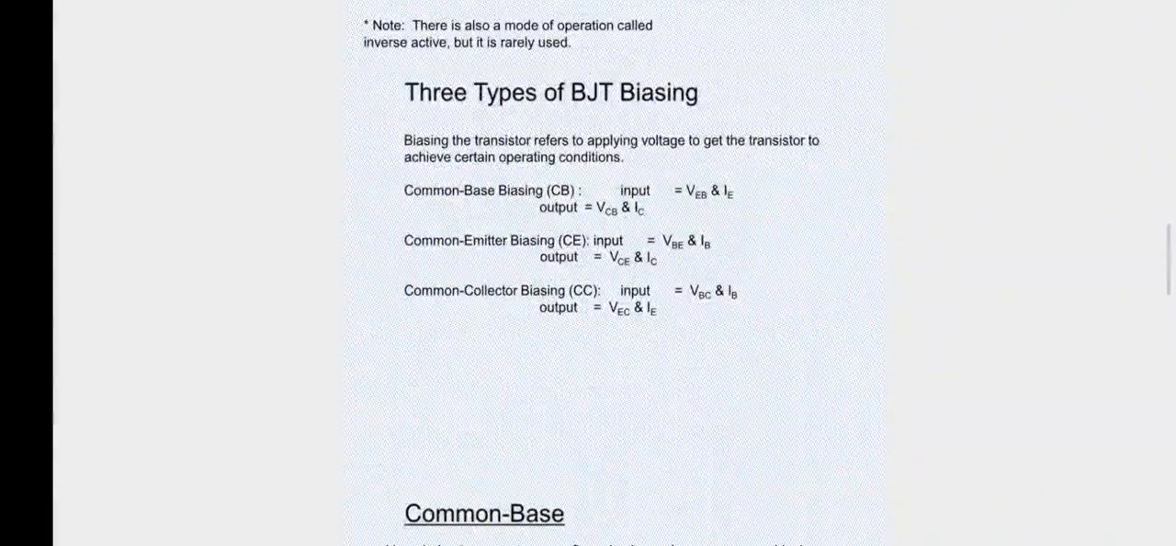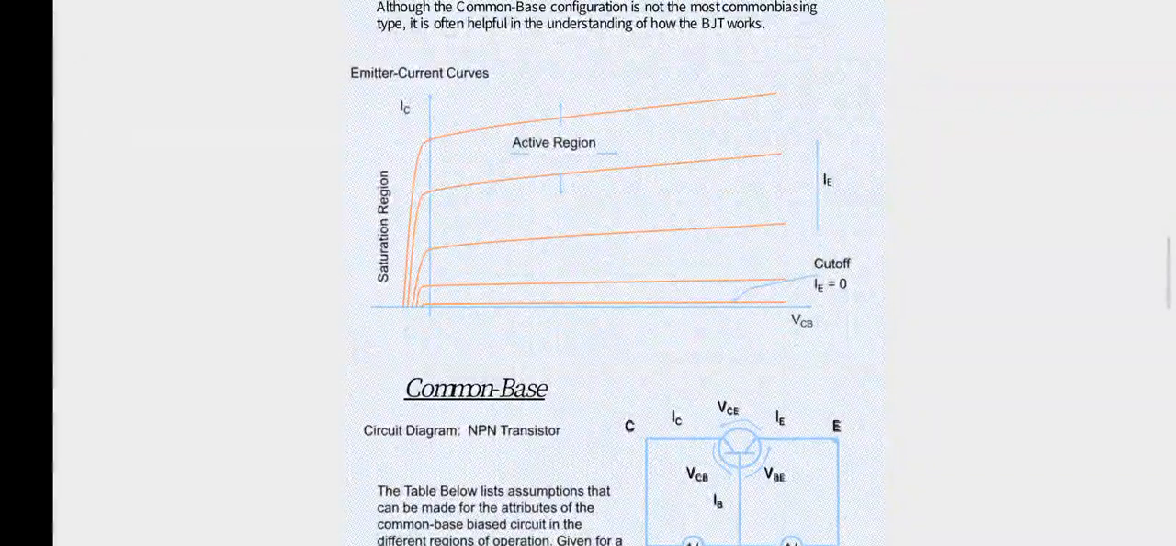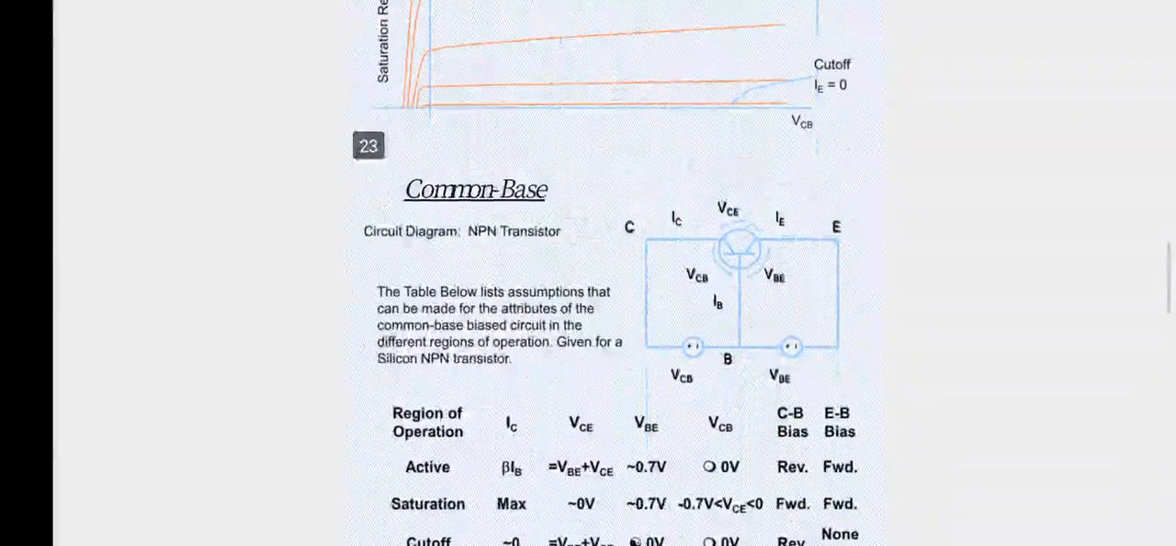Then there are three types of BJT biasing: common base biasing, common emitter biasing, and common collector biasing. The corresponding input and output relations are given. Common base, common emitter, common collector. This is a common base connection, and this is the common base output region. We can calculate the collector current and voltage across the common base. This is the corresponding active region, saturation region, and cutoff region. What is the function of the corresponding value of the common base arrangement?